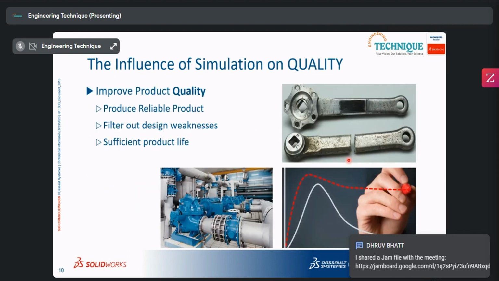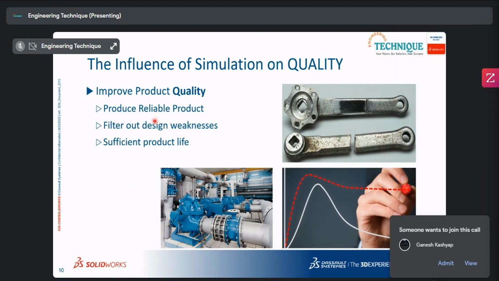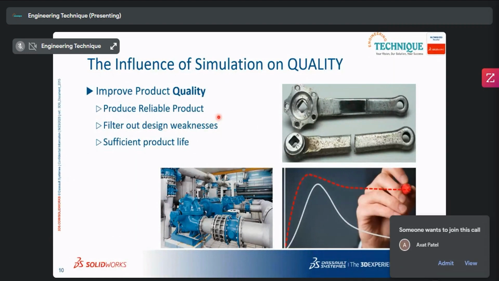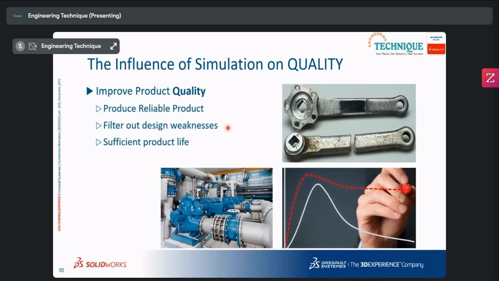Okay, now quality. Every company wants to improve the quality and reduce the price. So what happens by using the simulation, we can improve the product quality. How? We can produce a reliable product at a shorter cycle time. Then we can filter out the design weaknesses by using various structural simulation or say flow simulation. Okay, and we can enhance the product life.